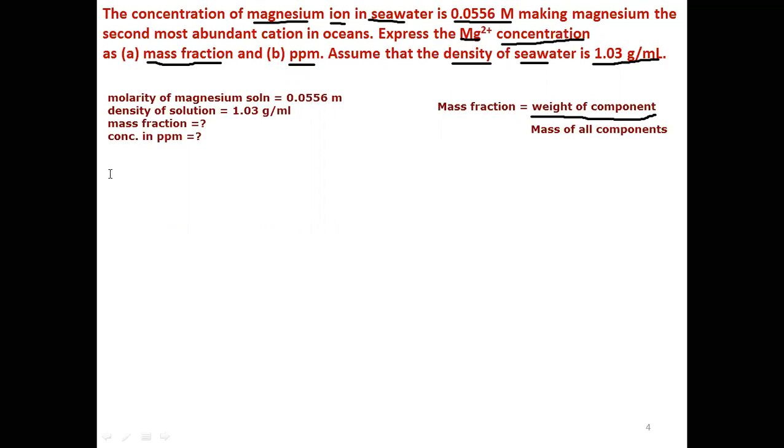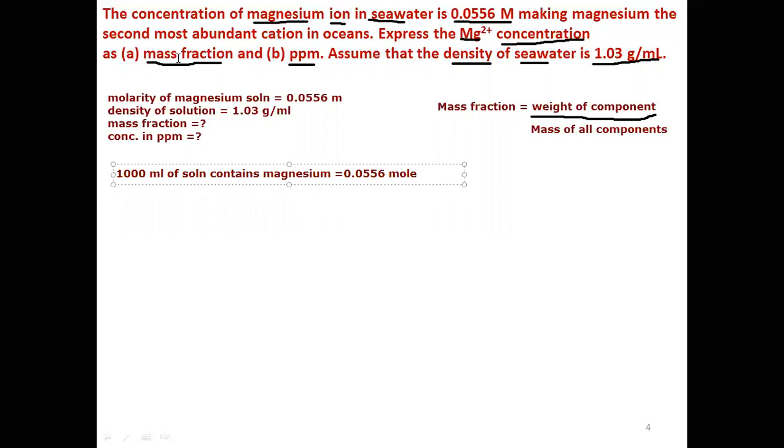This means that 1000 ml of solution contains magnesium equal to 0.0556 moles. Okay, because molarity means the number of moles per liter of the solution.